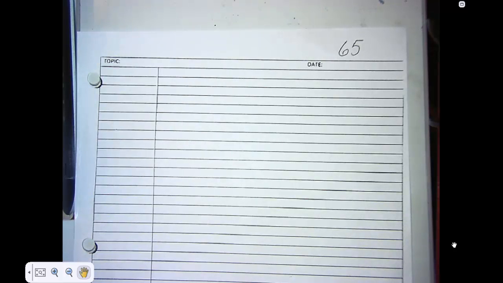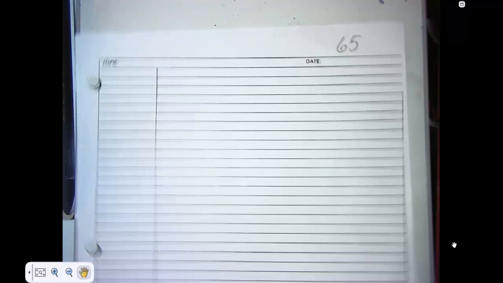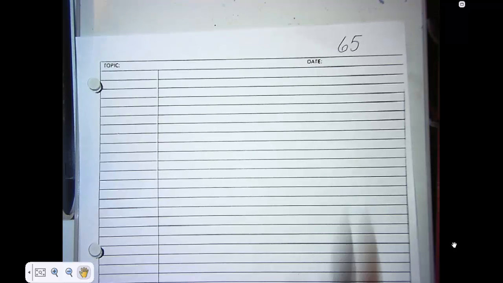Okay, so page 65 will be a review paper to help you get a good grade for your long test in this chapter. Make sure that you complete the review notes.